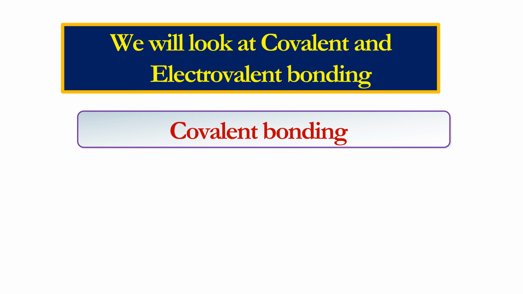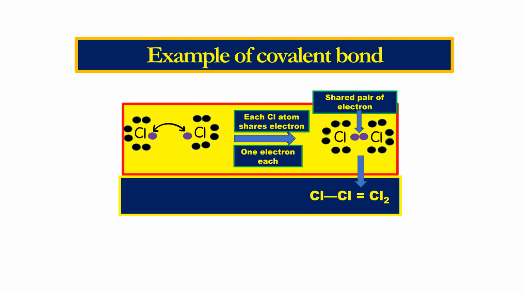What is covalent bonding? Covalent bonding is the sharing of electron pairs between atoms in a molecule. Let's have a look at one example of a covalent bond. A covalent bond is formed between two chlorine atoms to form a Cl2 molecule.